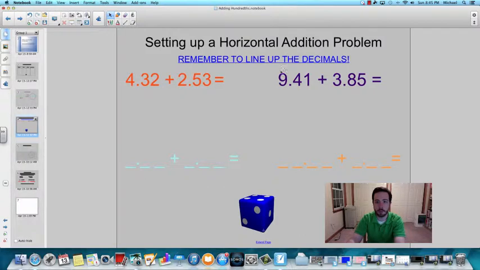Next, we go to setting up the horizontal addition problems. This one is actually movable, so you can show the different ways to set it up, and you have to get them to make sure that they line up the decimal. Sometimes we even draw the dotted line down through it to show that the decimal is lined up, and they go from there. So those two will be modeled for them.